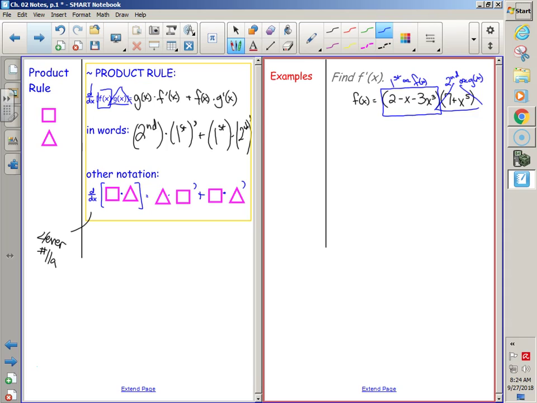Colored pen. Name the first one f and the second one g, or put a box around the first and a triangle around the second. What are we trying to do? We're trying to avoid having to FOIL and practice our product rule.